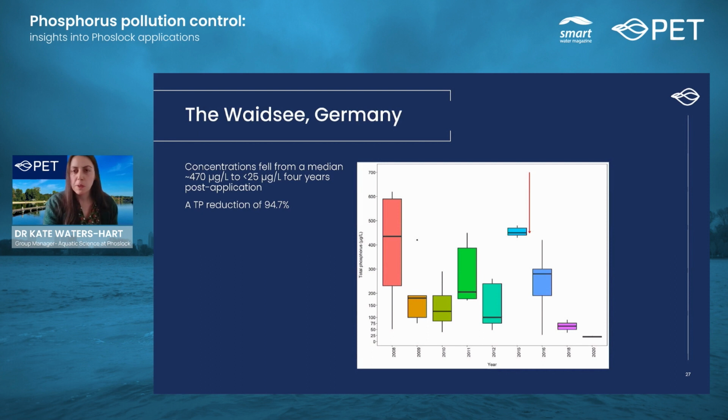However, this binding is weaker in comparison to phosphate, and the lanthanum in Phoslock has a preferential binding to phosphate, so it will displace those and preferably bind to phosphate. And I think this is what we're seeing in this lake over time, as we're seeing the reduced concentrations, and I'll give you another example of that in a moment.